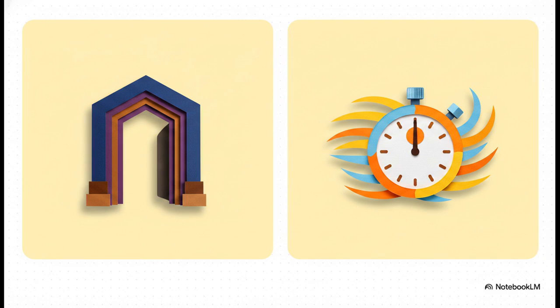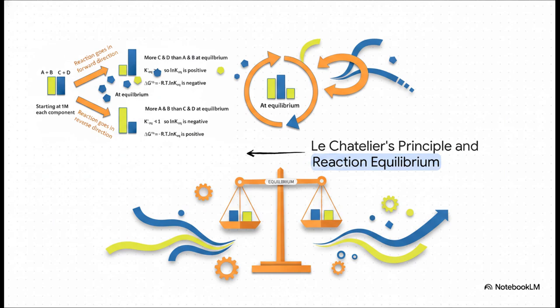But it has a huge blind spot. It doesn't tell us a single thing about speed. And that is exactly where kinetics steps in. Kinetics solves the mystery of how fast. It tells us the actual speed of turning those substrates into products. Now check out how Le Chatelier's principle plays out here.